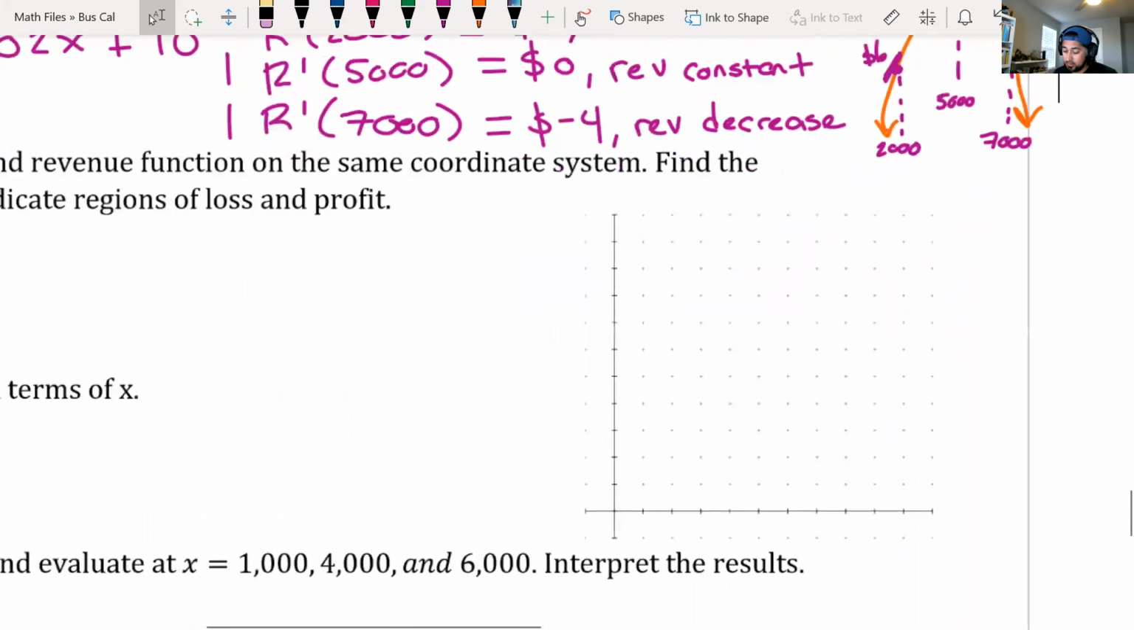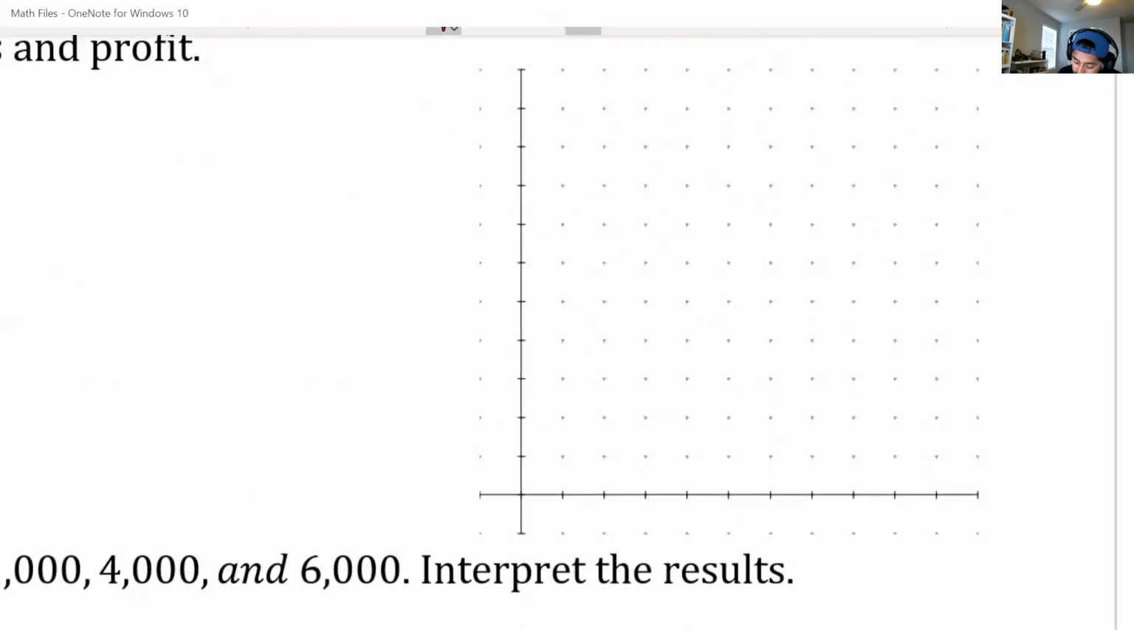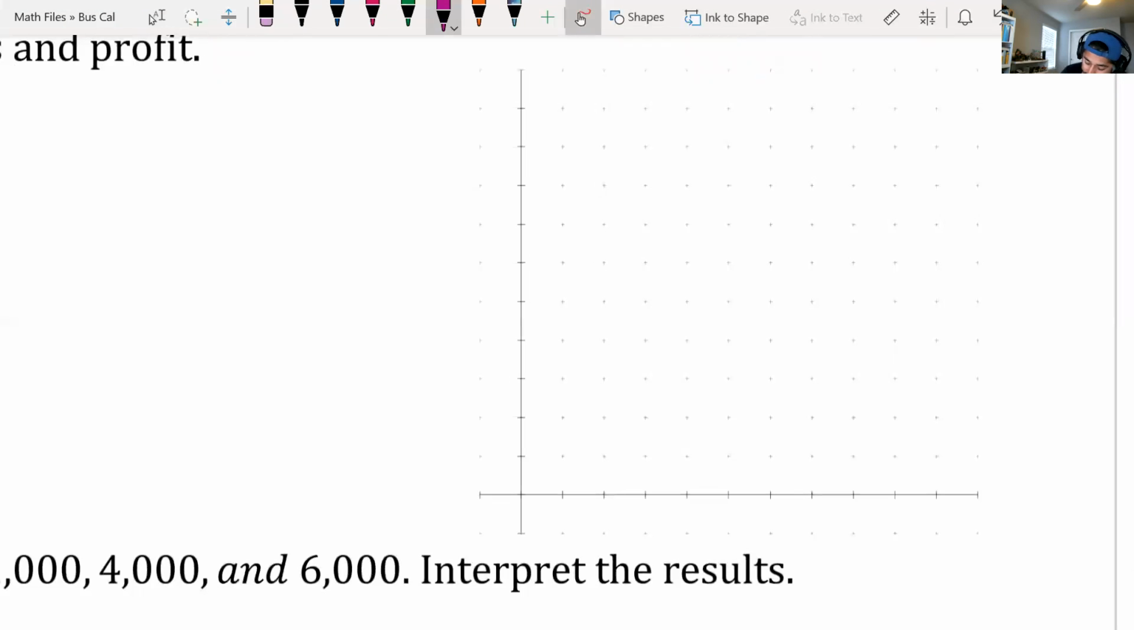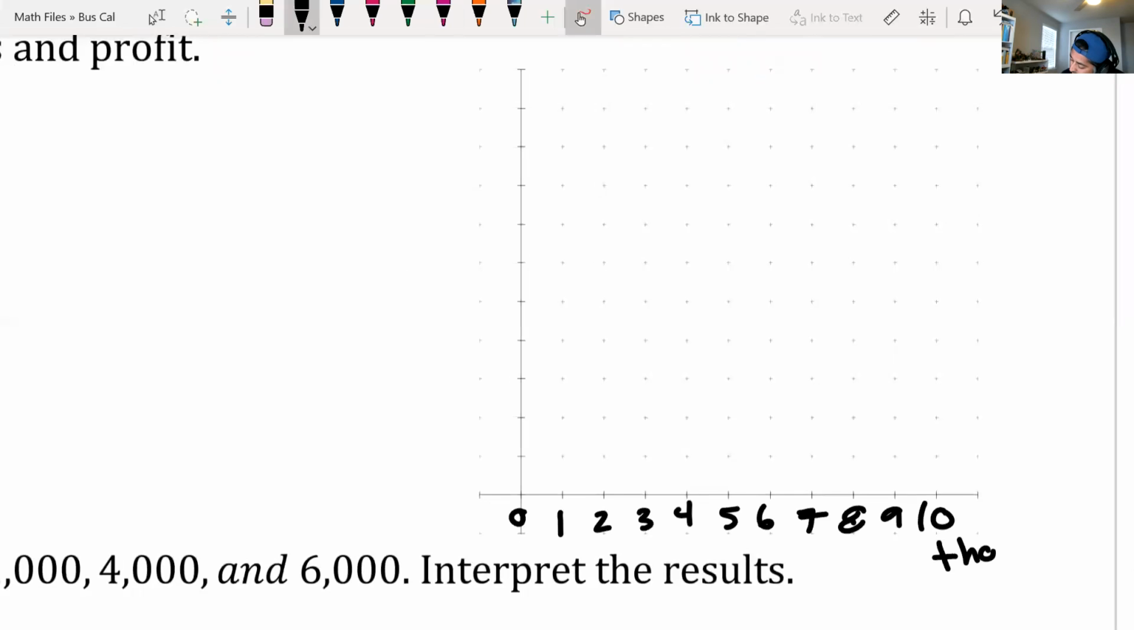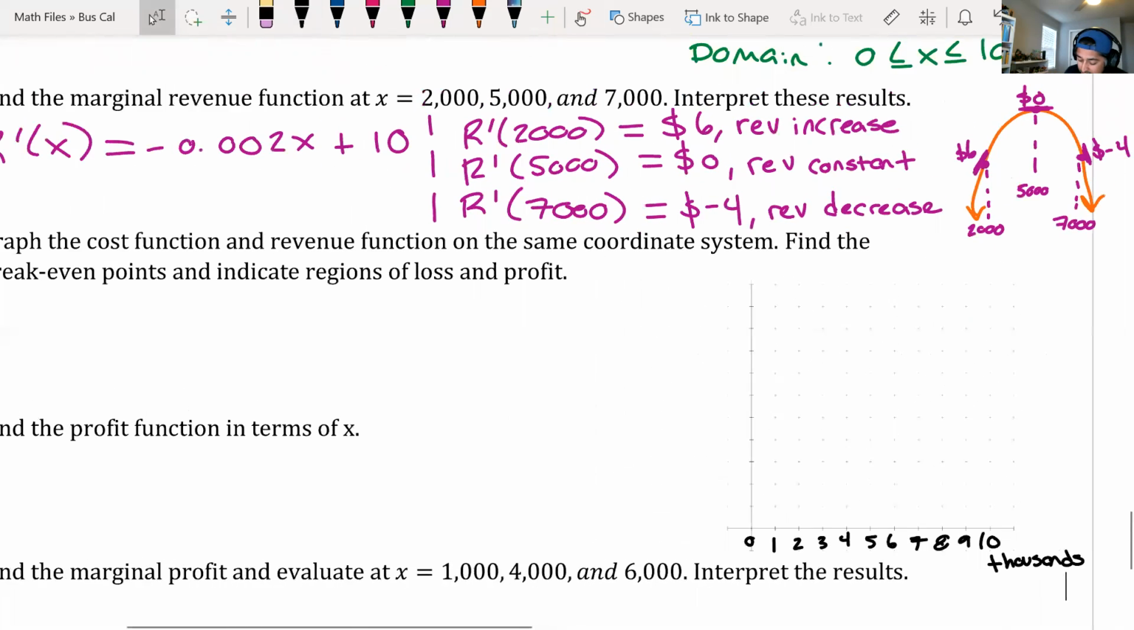All right. So let me go ahead and do that. So here's going to be 0, and I think I can just go by tens, right? Or I can just go by 1, yeah, I'll just go by 1. 1, 2, 3, 4, 5, 6, 7, 8, 9, 10. But remember that these are in the thousands. And for my y values, well, we'll find that out in a second.